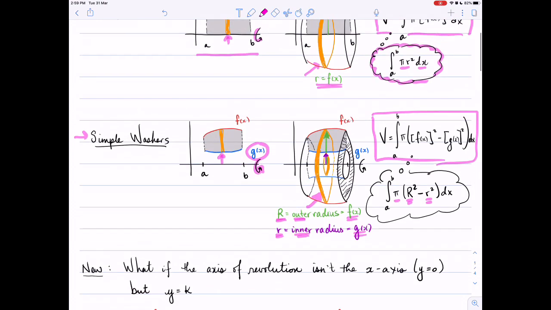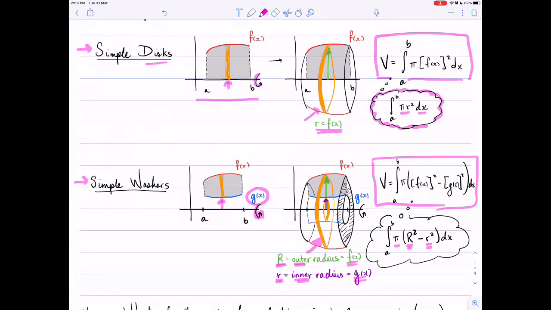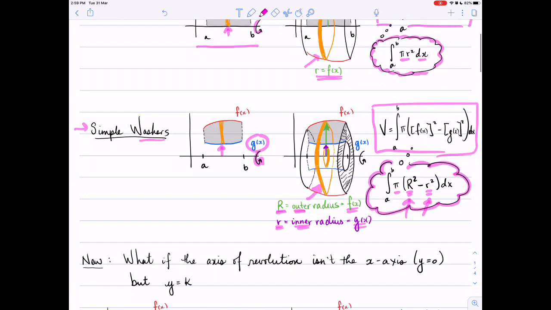So those were the two simple cases, disks and washers. Now we're going to play around with some things that can change the formula a little bit, but this big formula, the formula of washers, is the most general. If you don't specify the functions involved, and think of it only as the outer radius and the inner radius, and figure out how those are geometrically situated in each of the situations to follow, it all comes out.